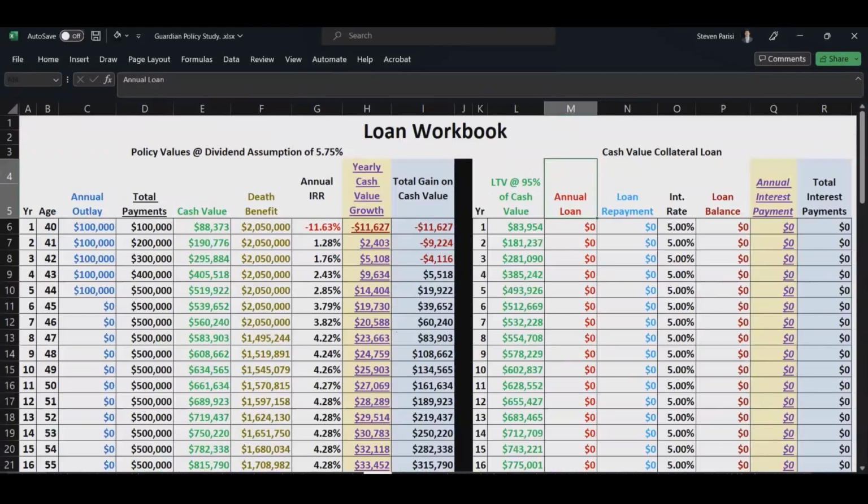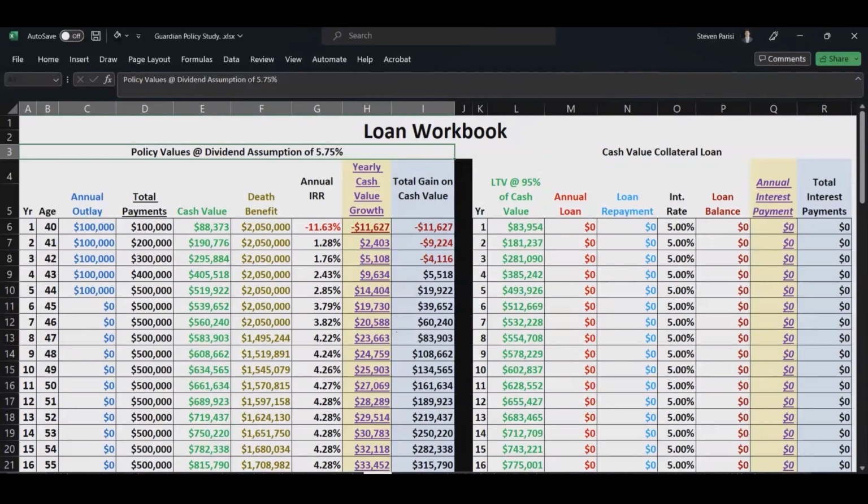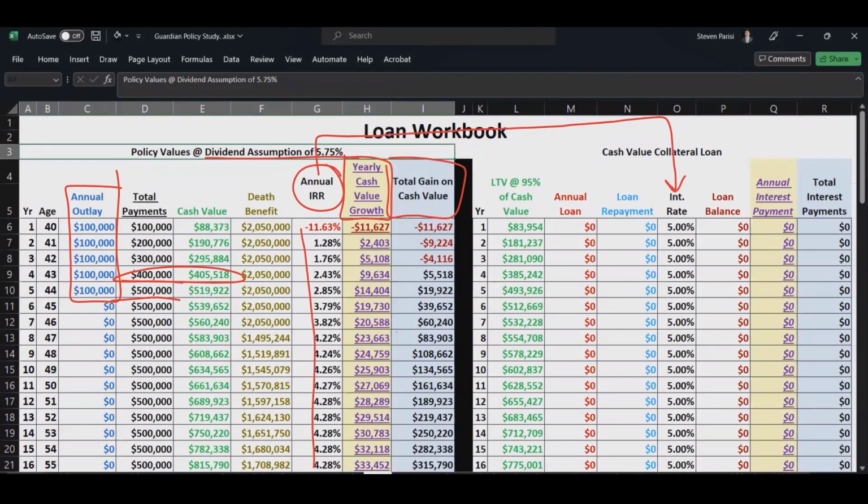We can also look at something like this, which allows us just to duplicate it real quick. So we've got the policy based on the dividend assumptions, not the indexed rider or guarantees, the dividend rate assumption. 100K per year for 5 years. There's your total payments. There's that break-even point. And then we've got the annual internal rate of return and the yearly cash value growth, along with the total gain on cash value. So the IRR allows someone to see what is the annual growth rate directly compared with the interest rate.